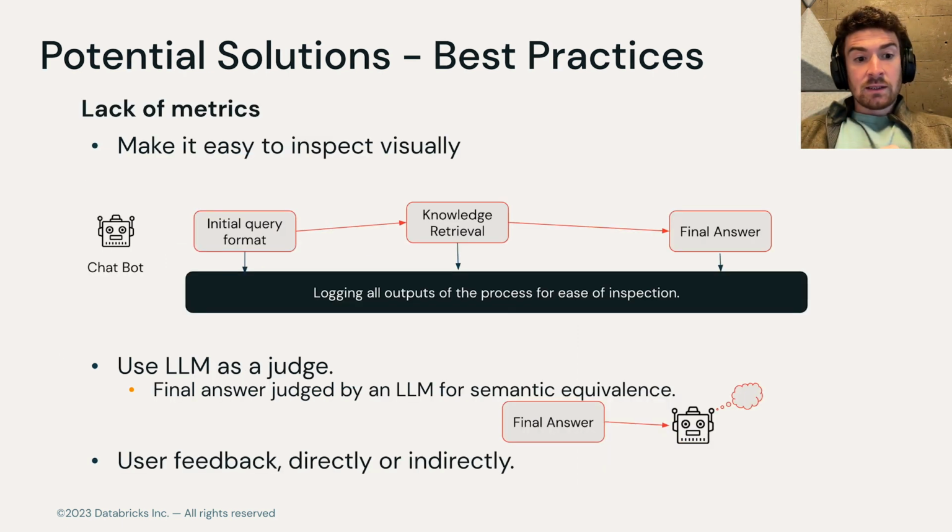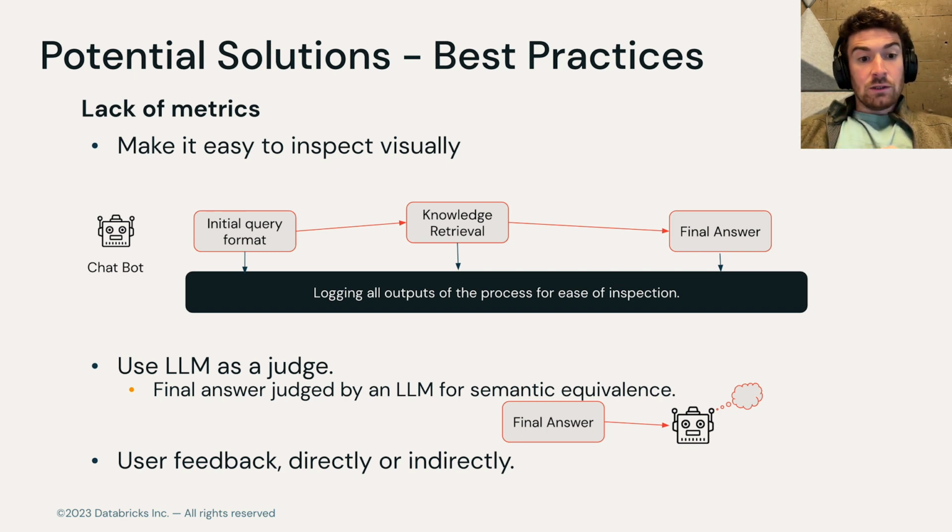For lack of metrics, the first and most important thing is just to make it really easy to inspect visually what's going on. So what are the inputs and outputs at each step in the chain? What are the inputs when it finally goes to the language model and it finally comes back? This is really important for understanding if the application is messing up due to a lack of retrieving the right information, or it's retrieved the right information and it's just not synthesizing it properly.